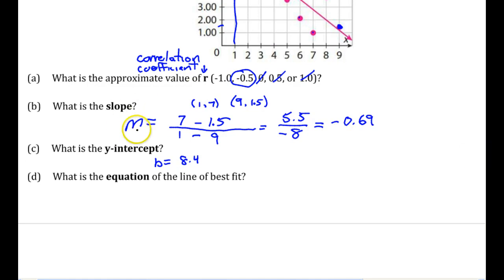So I have an m, I have a b. My equation is always mx plus b, so that'll give me an equation of y equals negative 0.69x plus 8.4. There's my line of best fit.